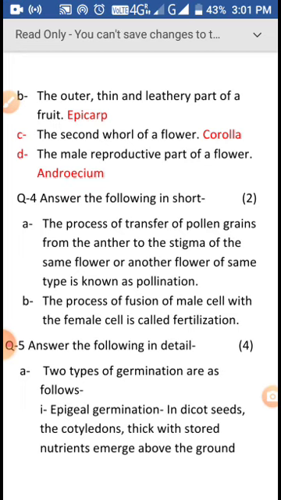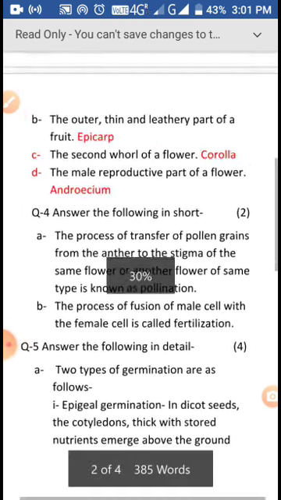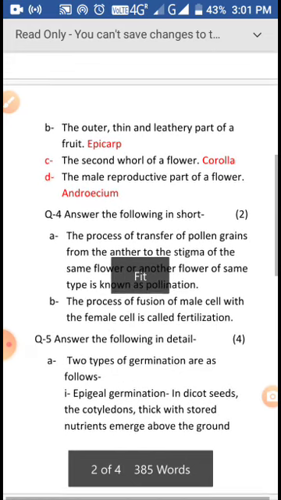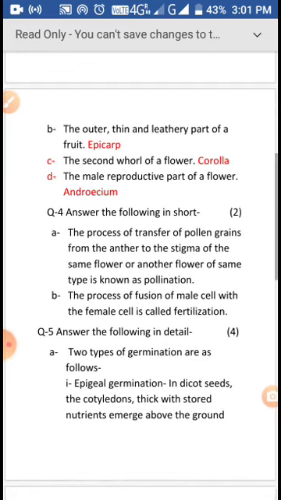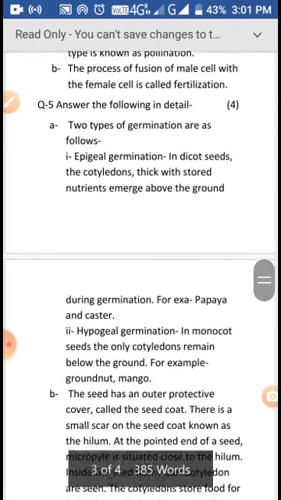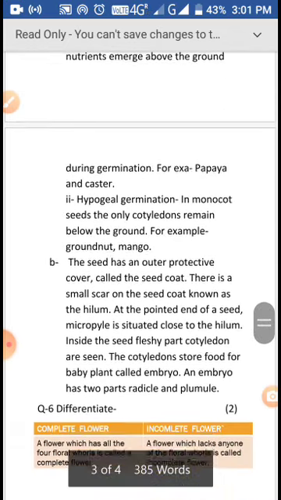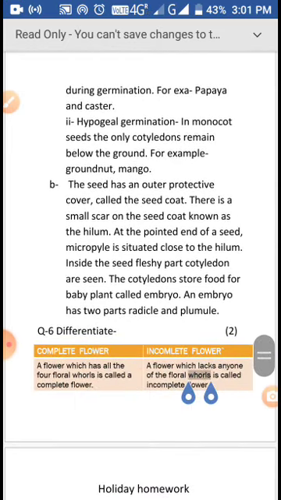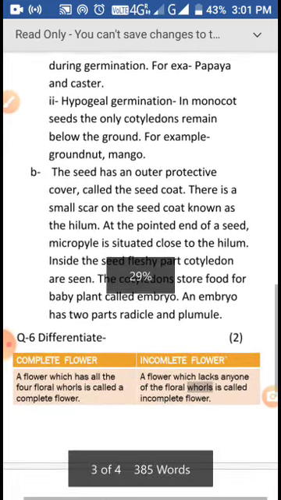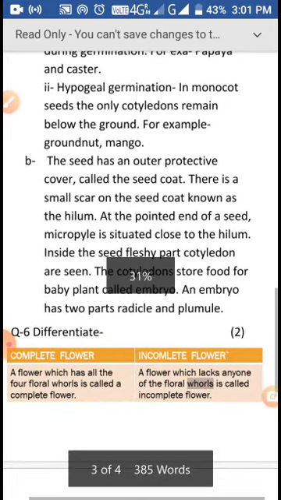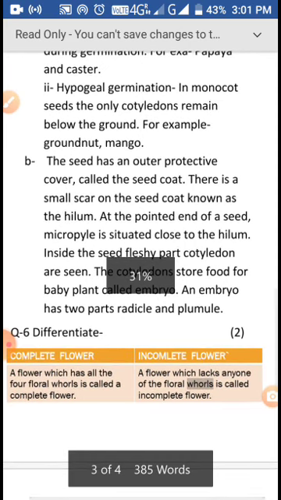Then answer the following in detail. A. Two types of germination are as follows: first is epigeal germination and second is hypogeal germination. You can match this answer with your copy also and here on the screen also. Then answer number B. Give the structure of a seed in detail. So here is the answer. Match this answer with the screen.